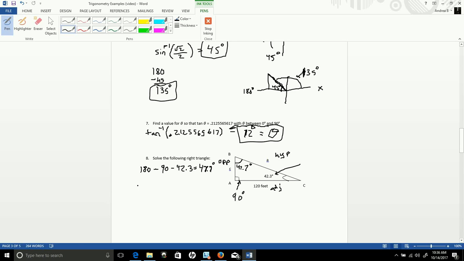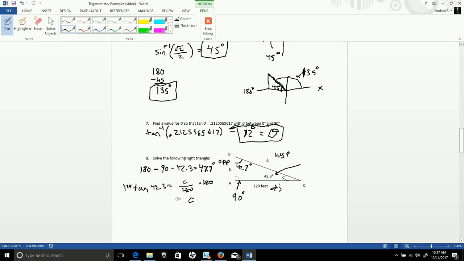So here, for instance, we could do tangent of our 42.3 degree angle is equal to our opposite side, which is labeled as C, divided by our adjacent side, which was 120, and then solve for C. So for solving for C, we can multiply both sides by 120 to get the 120 out of the denominator, like we've done before. So then that cancels out.